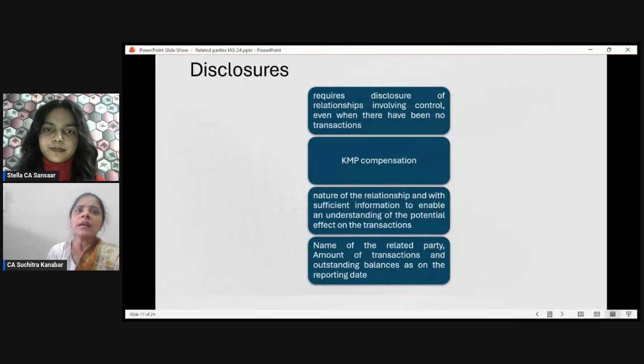If neither the entity's parent nor the ultimate controlling party produces financial statements available for public use, the name of the next most senior parent that does so should be disclosed. The related party relationships are required to be disclosed irrespective of the transactions that have happened. Identification of the related party relationships between parents and subsidiaries is in addition to IAS 27, which is separate financial statements, IAS 28, which is investment in joint venture and associate, and IAS 31, which is joint venture.